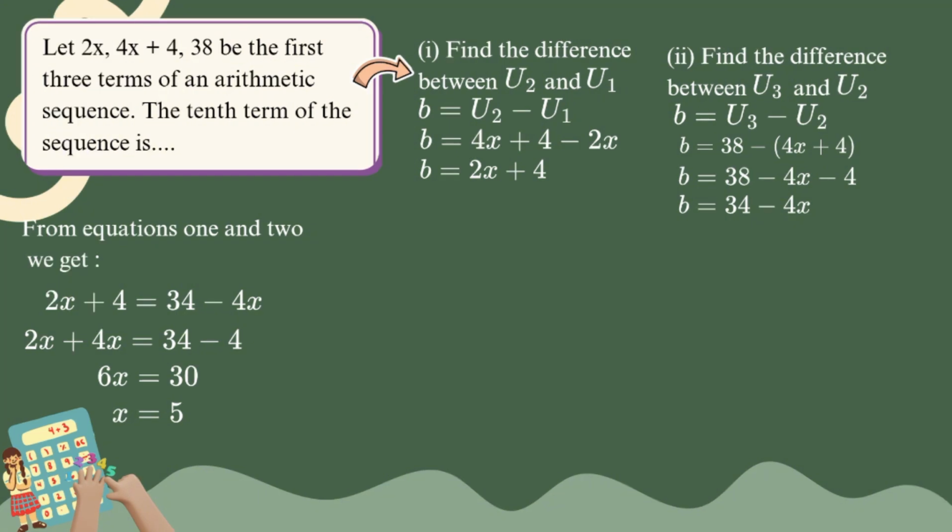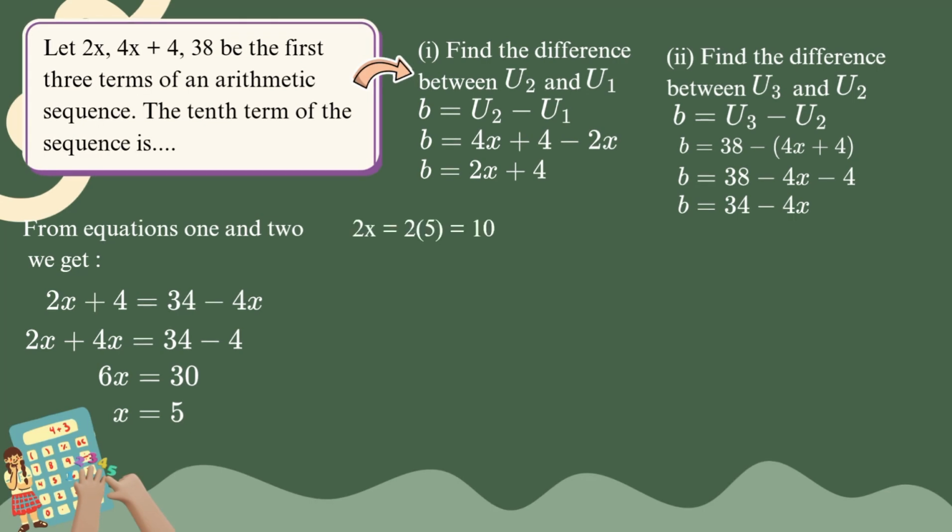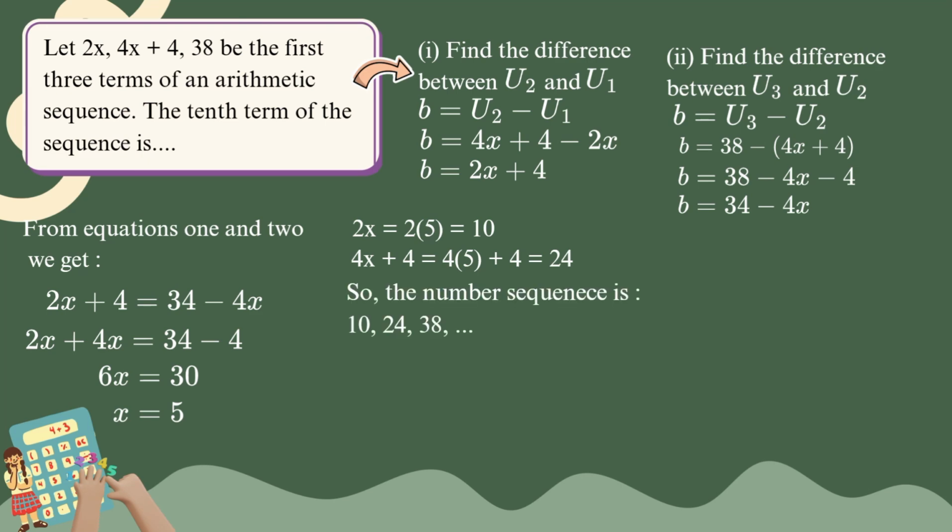Fourth step. x is already known, so we can find the true values of the arithmetic sequence in the problem. 2x equals 2 times 5 equals 10. 4x plus 4 equals 4 times 5 plus 4 equals 24. So the number sequence is 10, 24, 30 minus x, with a is 10 and b is 14.